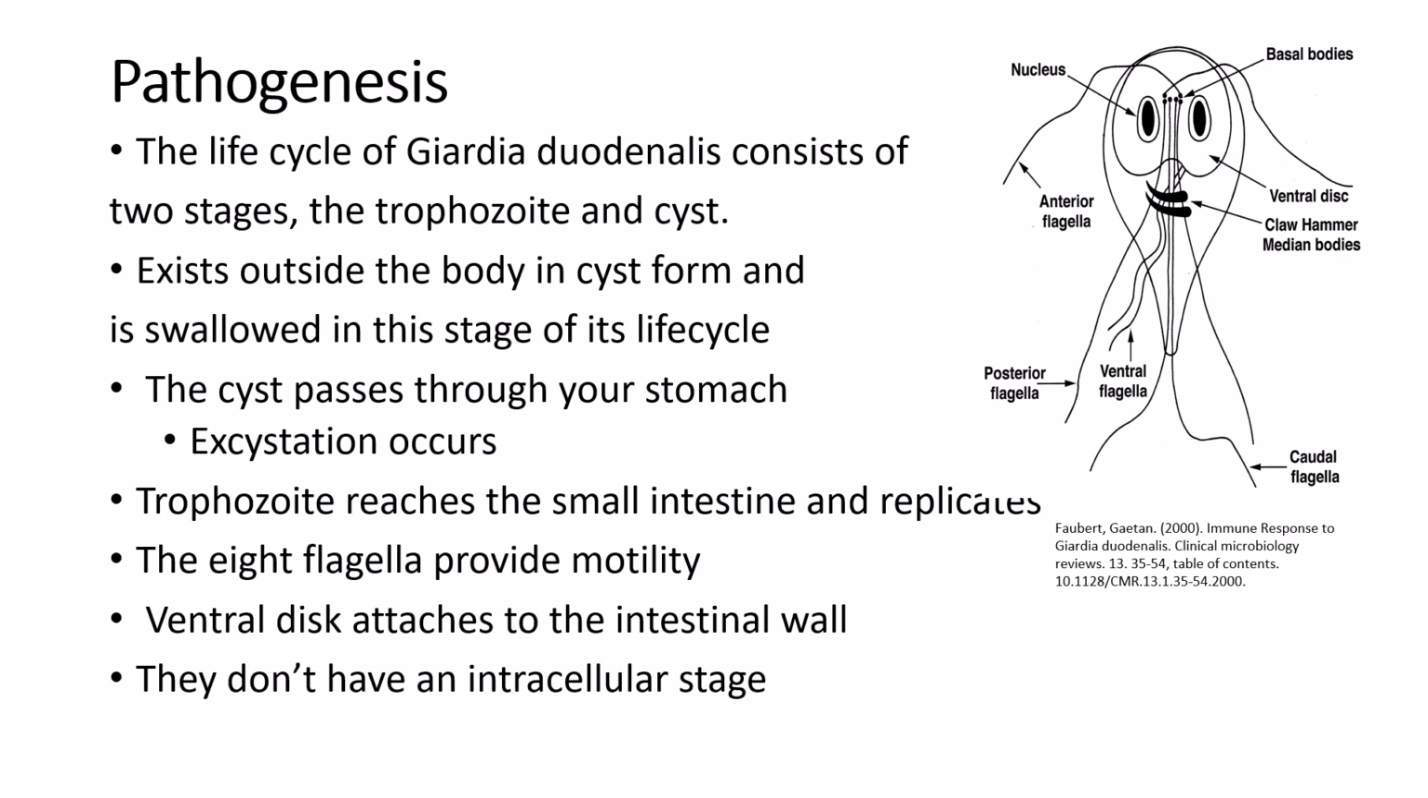In this diagram, it shows the 8 flagella, or the 4 pairs of it. And then it has a ventral disc, which is also seen in this diagram. And this is what attaches to the intestinal wall. Here's where it gains nutrients and interferes with the host nutrient absorption. And then it absorbs fats, carbohydrates, as well as other nutrients. And then they don't have an intracellular stage, meaning they live freely in the gut lumen and absorb nutrients from the host digestive process.